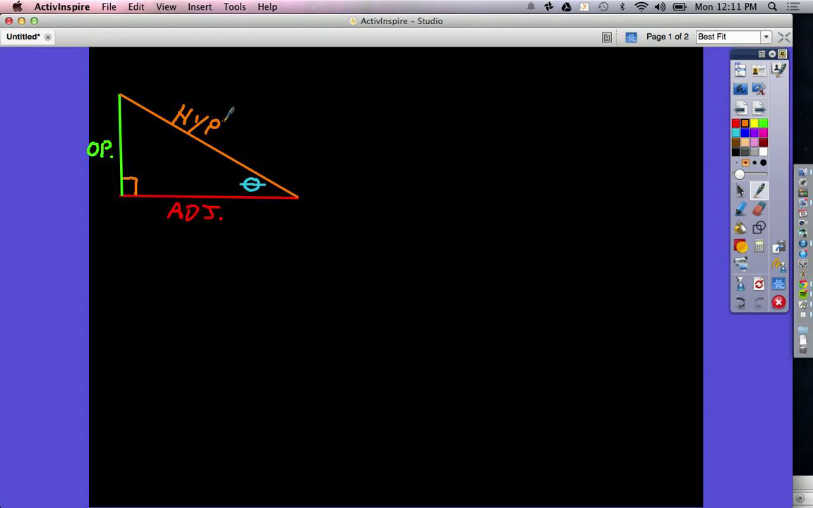Now that we know what each of the sides are, we can take a look at the three trig functions that we use when we talk about right triangles. The first one is sine. The second one is cosine. And the third one is tangent. So those are our three trig functions. And what do they mean? These basically just talk about a ratio of the sides based off of the angle.